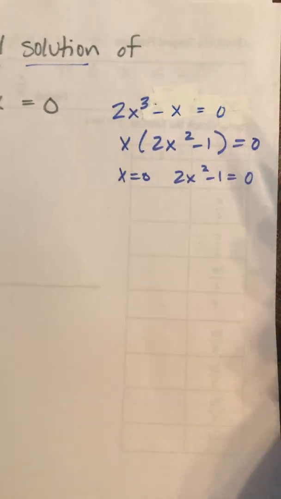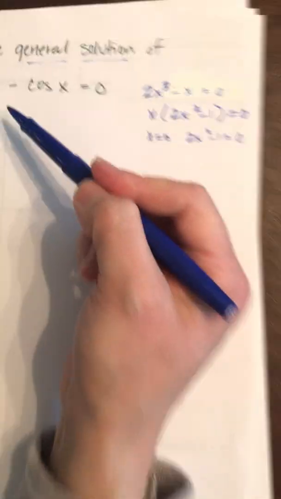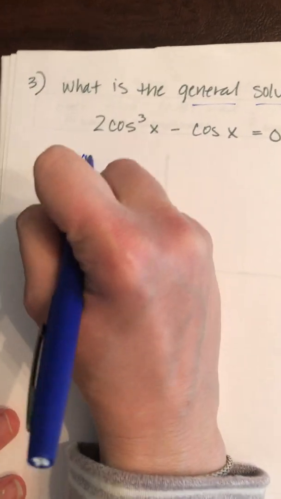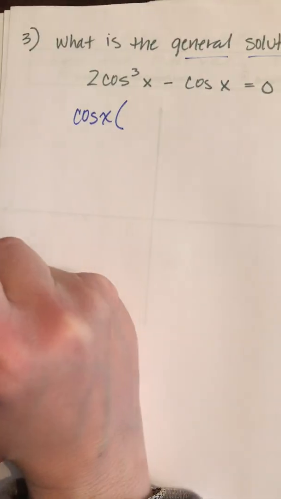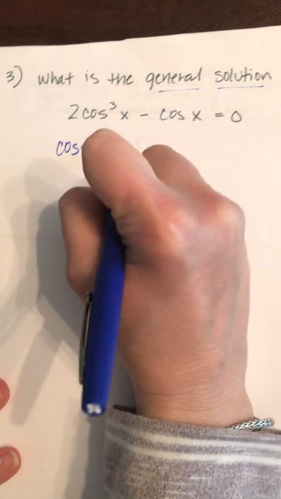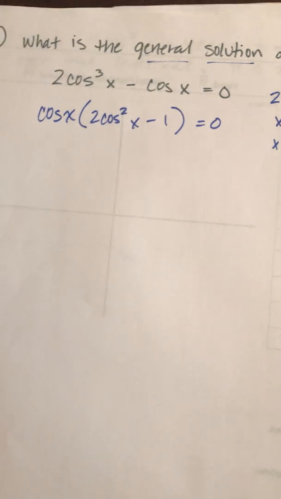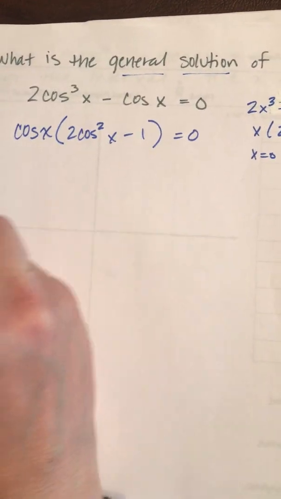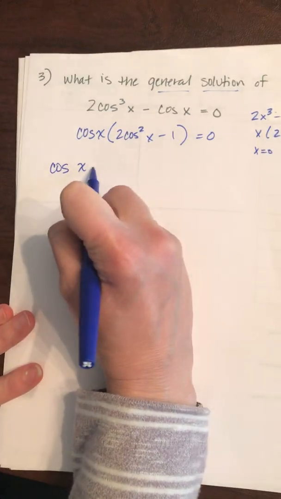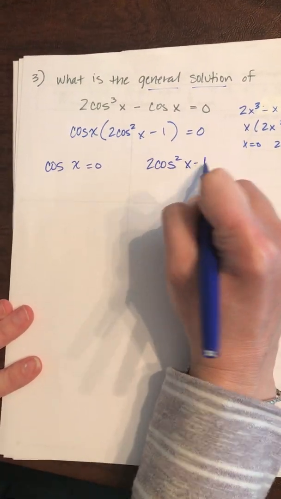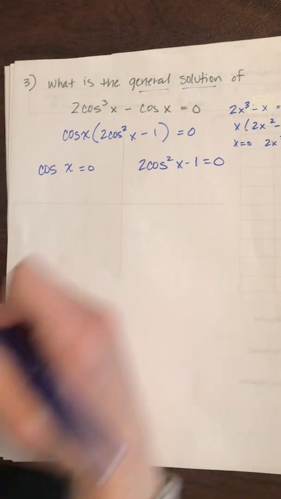The reason why this is helpful is because we're going to do that exact same thing over here with this cosine function. So the first thing I'm going to do is factor out a cosine of x. And that's what I get. Next, these are both my factors. I'm going to set each factor equal to 0. So there's that one and this one. And now I'm just going to solve.